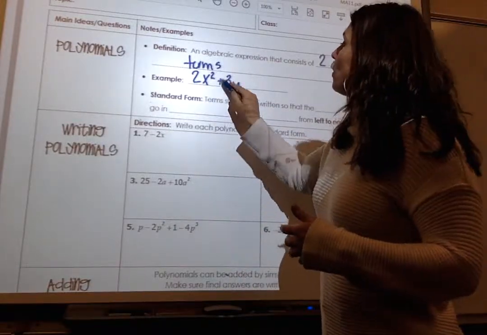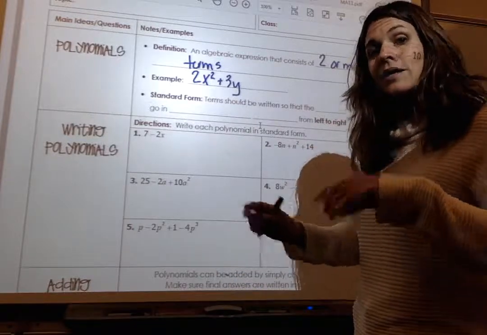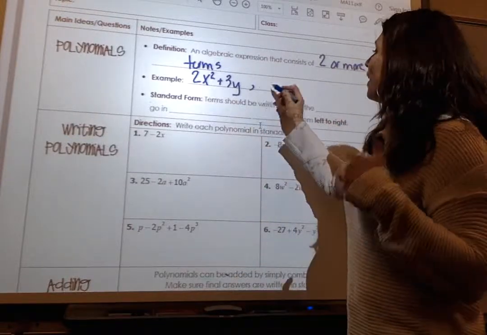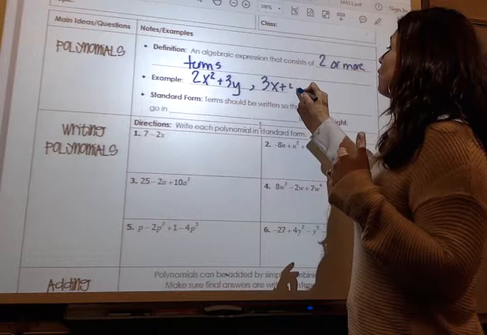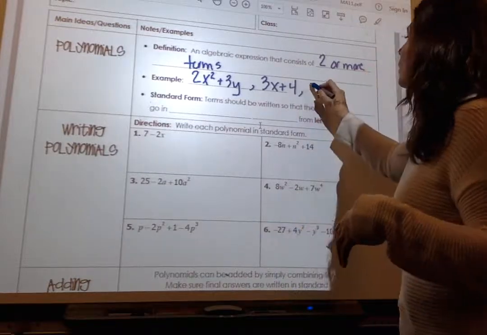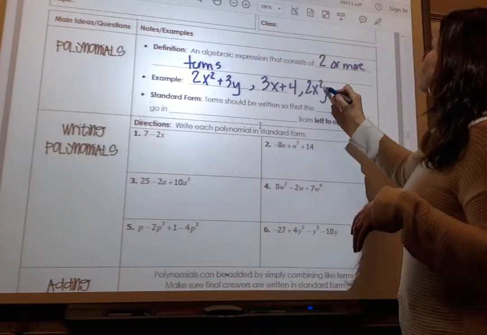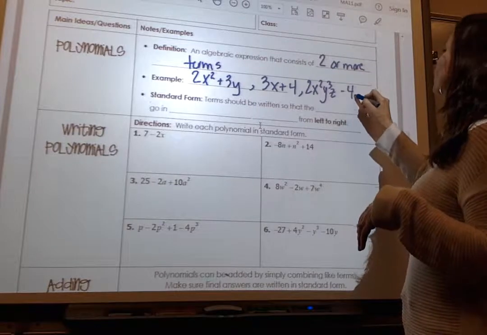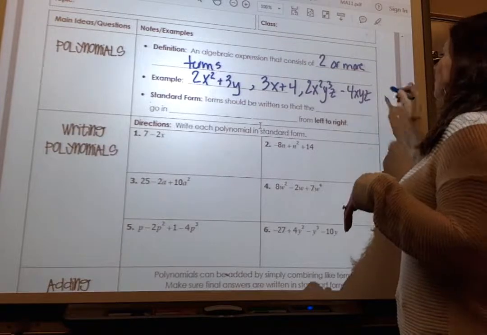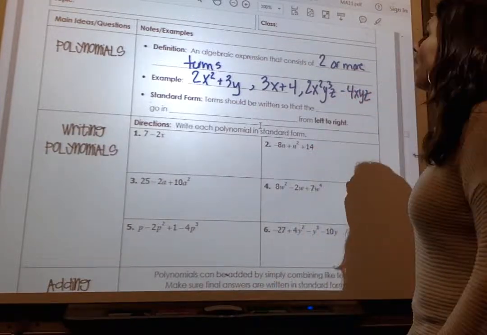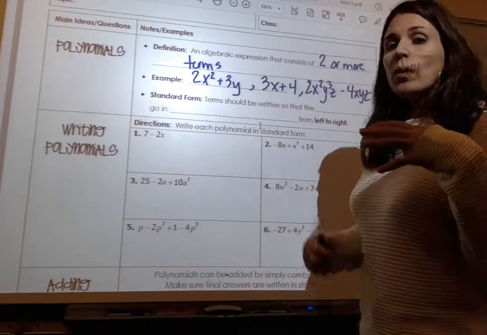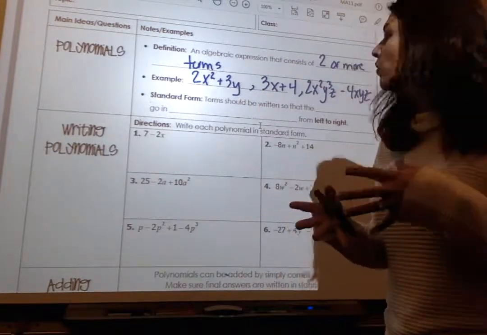So we have one term and one term that can't be combined. That's a polynomial. You could have 3x plus 4 is a polynomial. You could have 2x squared y to the third z minus 4xyz. Two terms. Standard form, when we write polynomials, we write them in a certain way.